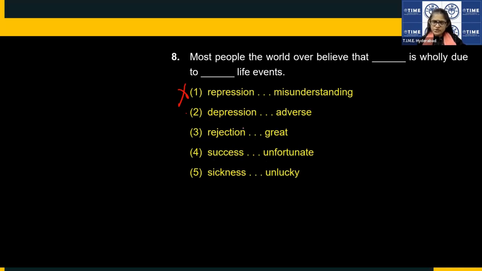Rejection is due to great life events. Absurd, doesn't make any sense. Success is wholly due to unfortunate life events. Again, very absurd, doesn't make sense. Sickness is due to unlucky life events. Is this okay? Definitely not. The word may fit in there, but again, common sense, right? Obviously, sickness is not due to unlikely life events. So the sentence doesn't make sense. Hence, okay.